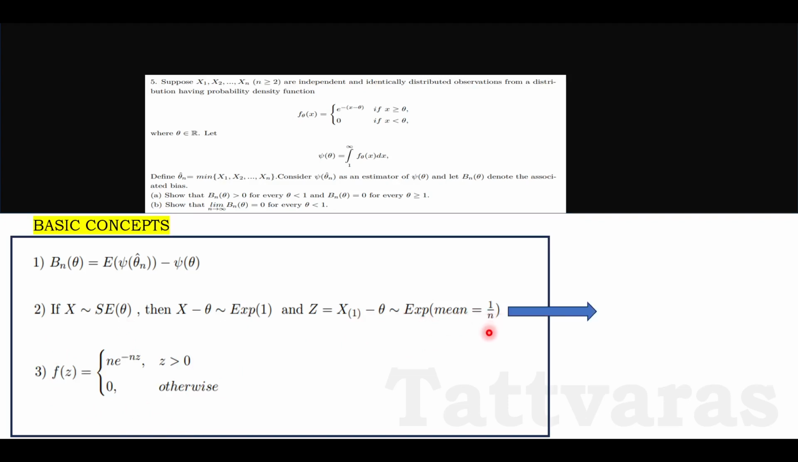So how can we use this in our problem? In our problem, theta n hat is the minimum of x1, x2, xn. So following this particular statement, we have that theta n hat minus theta will follow exponential with mean 1 by n, and we'll have this density. Alright. So let us move forward.